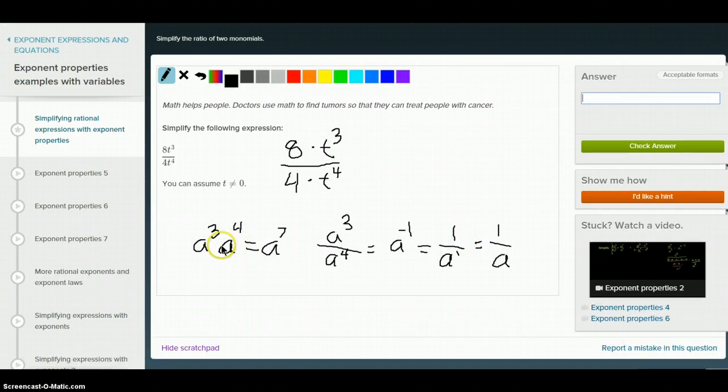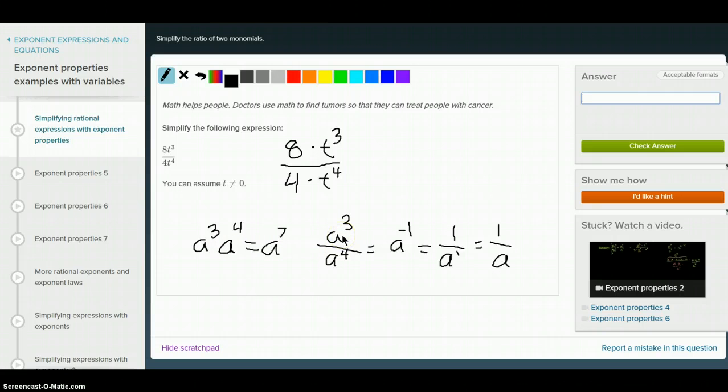If you multiply a base with the same base with different exponents, so let's say you have a number a, and you have a cubed times a to the fourth, then what you're going to do is add the exponents and keep the base. So the a stays the same, and then 3 plus 4 is 7. So a to the third times a to the fourth is a to the seventh.